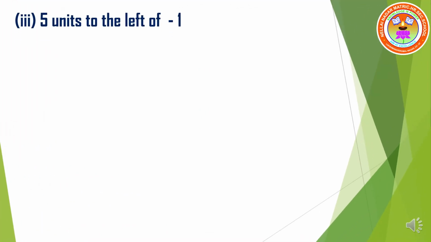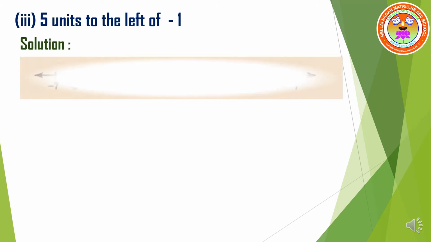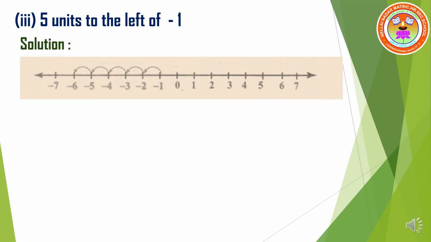Next, subdivision 3, 5 units to the left of minus 1. So we have to represent 5 units to the left of minus 1 using a number line. Okay, so here is the representation for that. If we move 5 units to the left of minus 1, we arrive at minus 6. Therefore, we can say that 5 units to the left of minus 1 is minus 6.